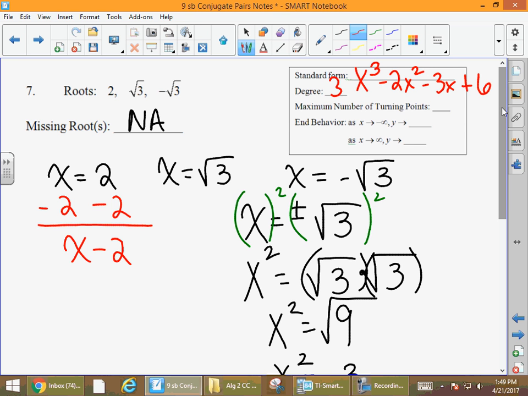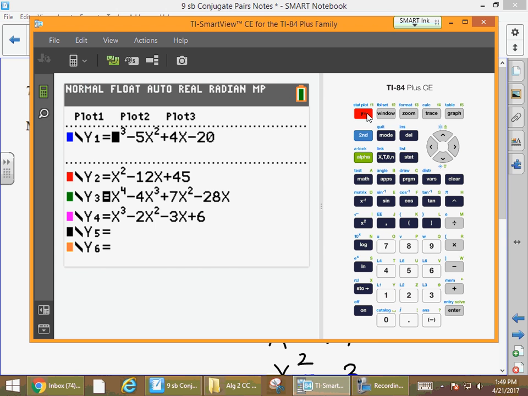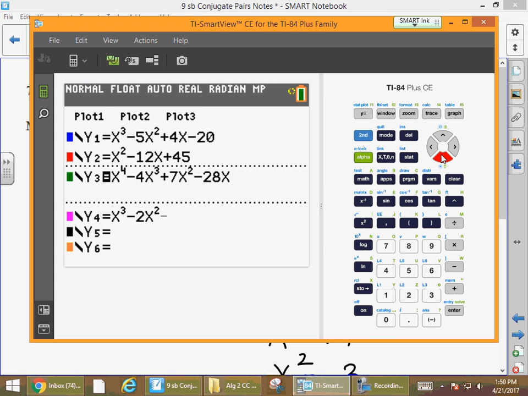Maximum number of turning points? 1 less than the degree. And again, if you cannot look at this and say, as x approaches negative infinity, y approaches negative infinity. As x approaches infinity, y approaches positive infinity. Then we'll finish by typing it in our calculator. So luckily I have it typed in already.